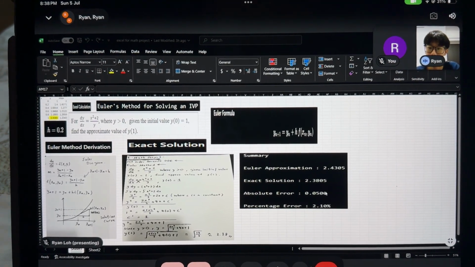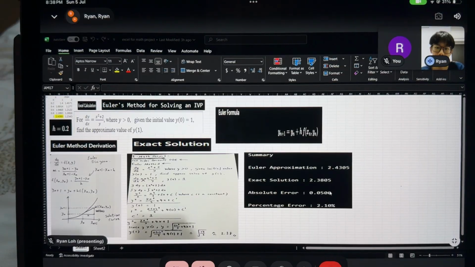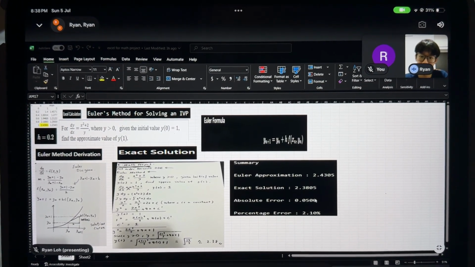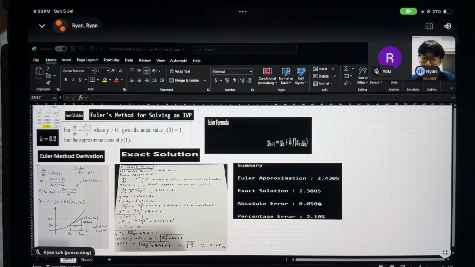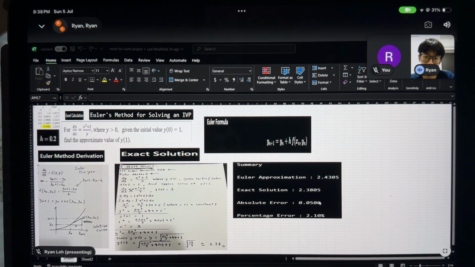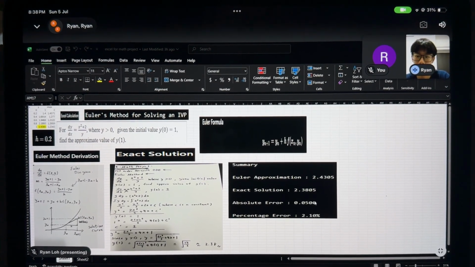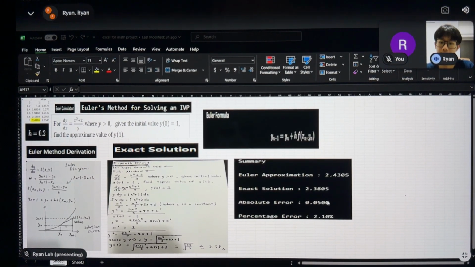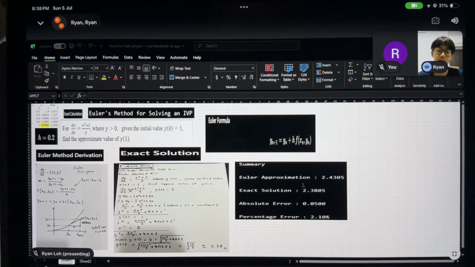Today I'll be presenting how to use Euler method to approximate the solution of an IVP. In this presentation, I'll first explain how Euler's method works and derive its formula using my own hand-drawn diagram. Then I'll demonstrate how to solve the given IVP using Microsoft Excel. Finally, I'll compare the Euler approximation with the exact solution and calculate the approximation error.